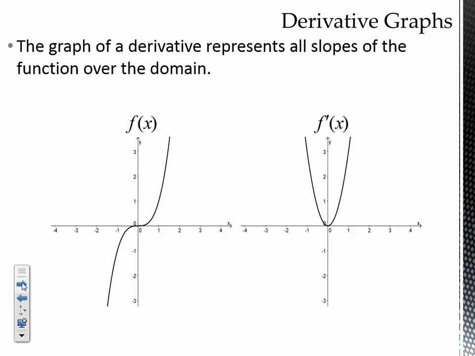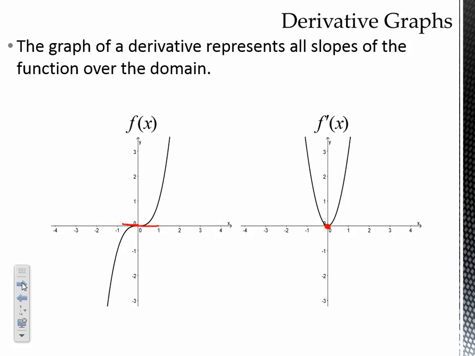So here, what do you notice about this graph? It's increasing, right? So our derivative better always be positive. Now here at 0, it levels out and then starts to increase again, so our derivative is 0 there. So it better hit 0 on our derivative.